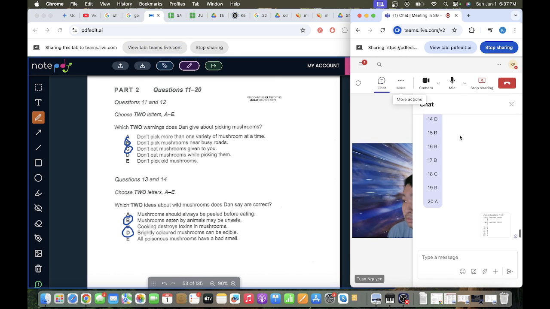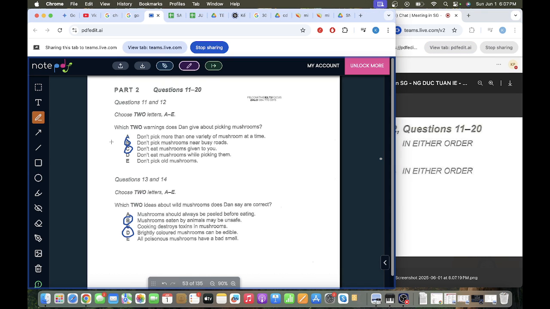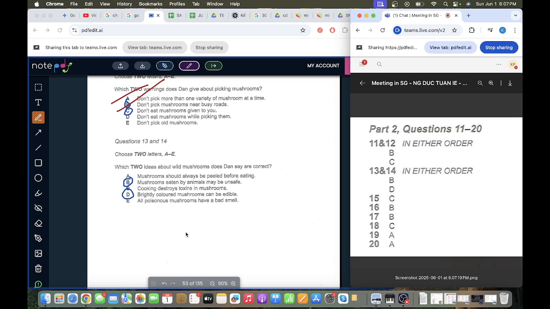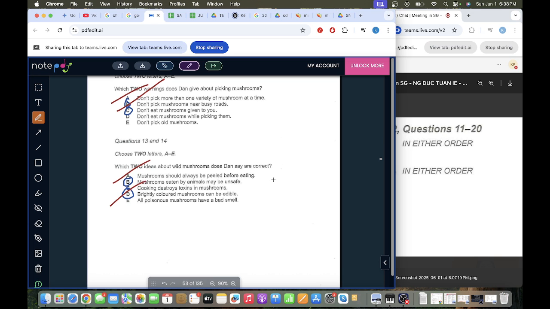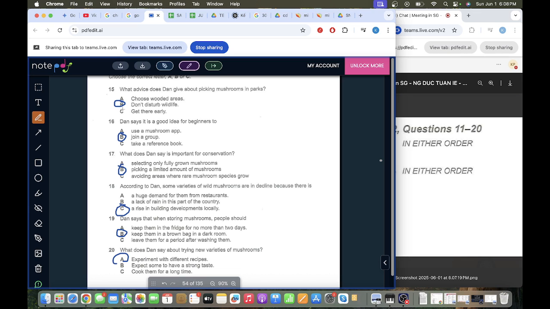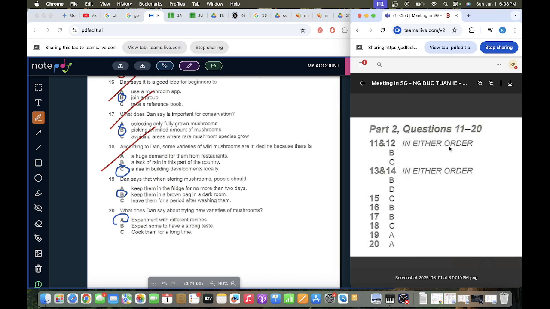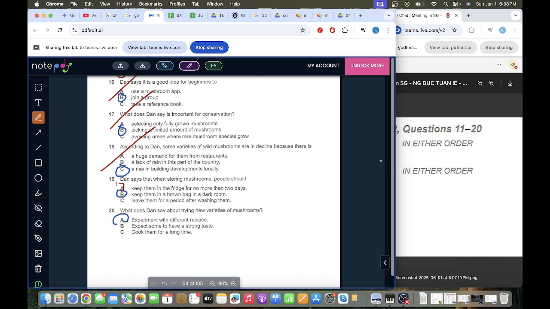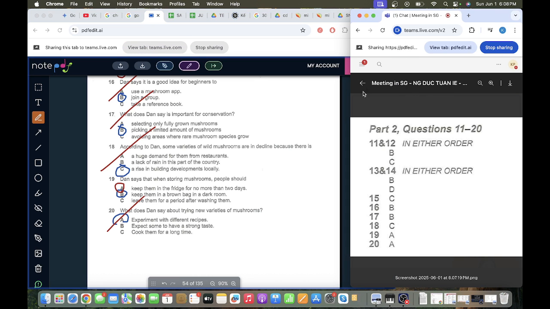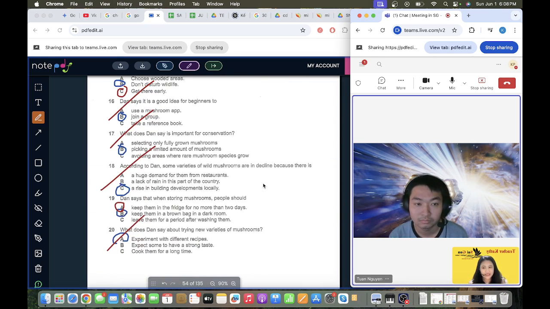Now let's check your answers starting from number 11 and 12. That is in any order, B and C. That's nice. That's correct. And 13 and 14 in any order, B and D. Correct. Next one for 15, it is C. For 16, it's B. 17, it's B. 18, it's C. 19, it's A. And 20, it's A. Okay, so your total score in your homework is 8 out of 10.